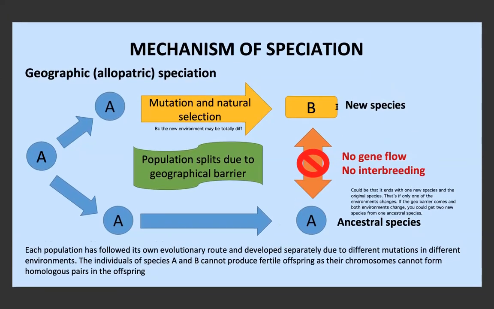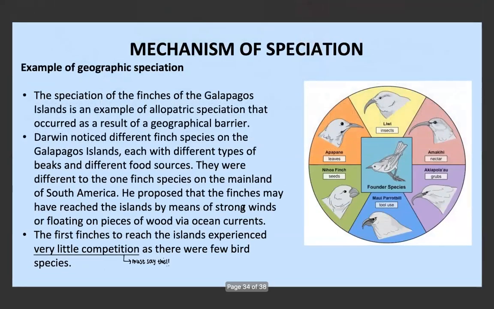The individuals of species A and species B can't, when they do mate, if they can mate, the chromosomes within each gamete can't form homologous pairs in the offspring because they're so different, which means that we can't form a proper zygote and we can't produce fertile offspring. One of the examples of geographic speciation is the Galapagos finches, which is obviously a very common example. They were all separated geographically on different islands, and so they all evolved separately.